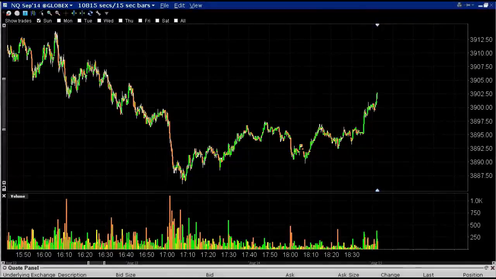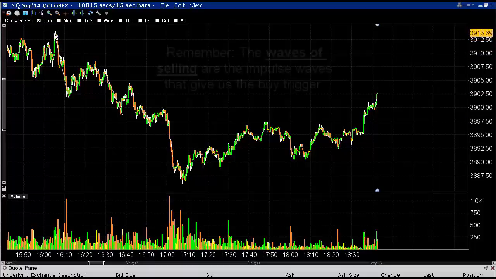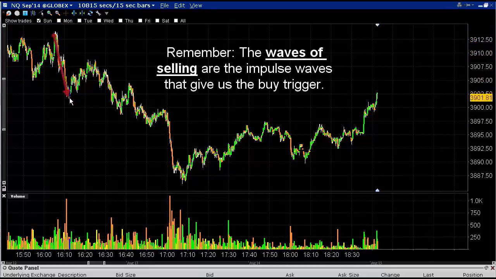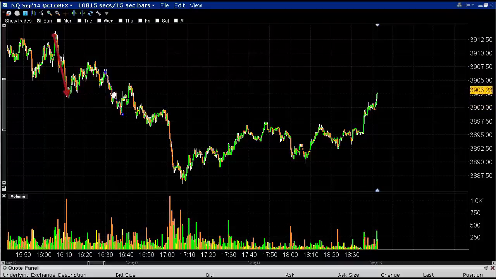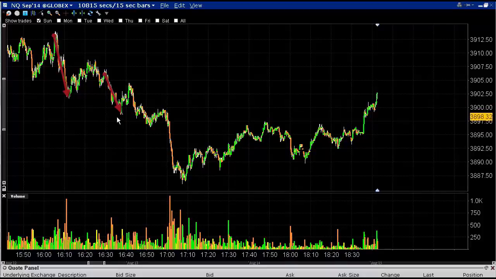Okay, so here's a final example before we wrap this video up. This time it's not a short, it's a long. So let's look at this in terms of impulse waves and corrective waves. You can see I've drawn on the impulse waves here. Impulse wave 1 down is the largest and most bearish in pace of the 3 impulse waves. The second impulse wave, which is between 50% and 100% of the magnitude of impulse wave 1, is less bearish in pace. It also has less volume.